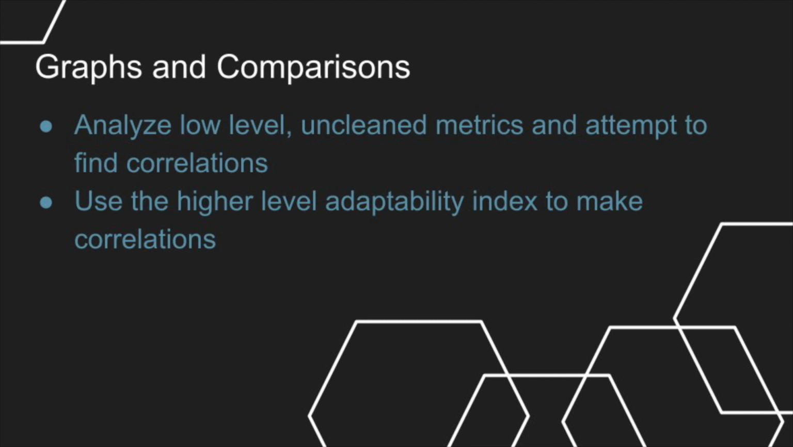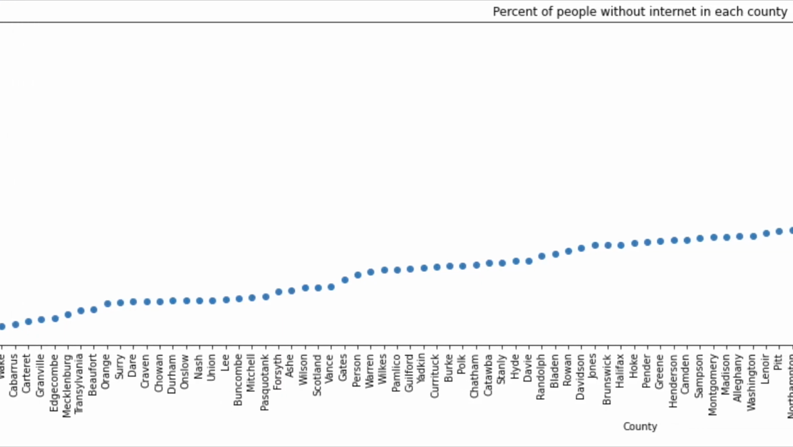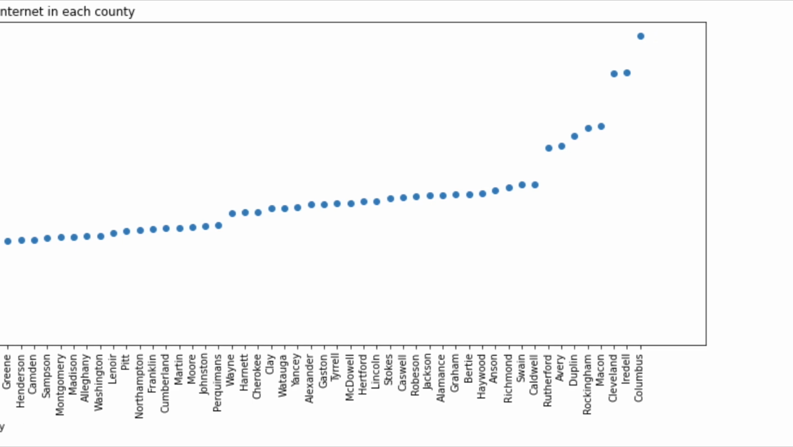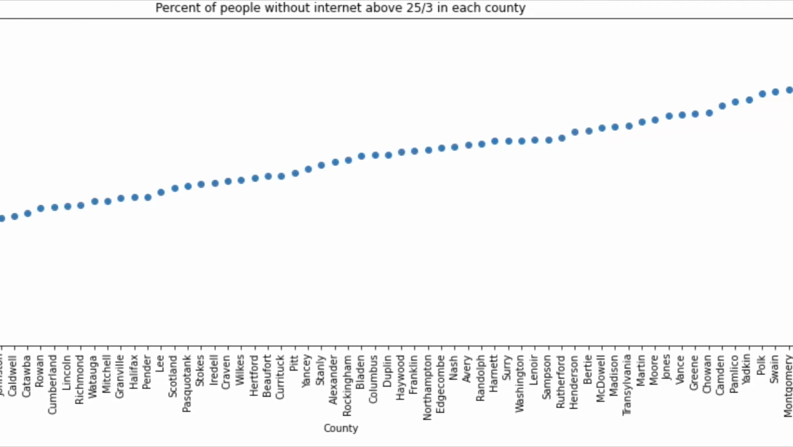We use Python to analyze obtained CSV files of data. Using libraries such as Pandas, Matplotlib, and NumPy, we first graphed and statistically analyzed the data. Here we can see the percentage of people in each county without internet access. Additionally, in this graph, we can see the percentage of people in each county without internet speeds that are above 25 down 3 up. These graphs confirm the large disparity present in internet access throughout the counties of North Carolina.